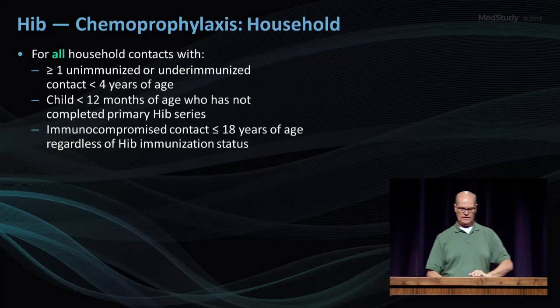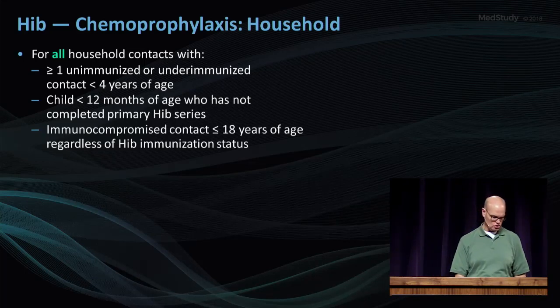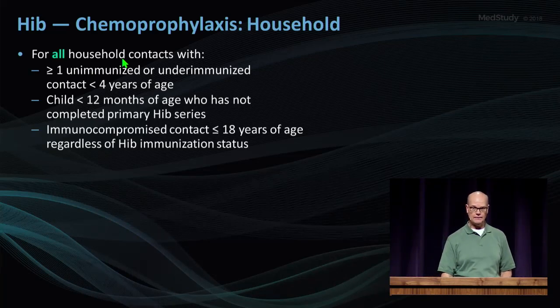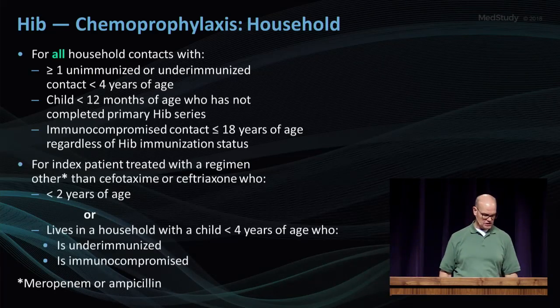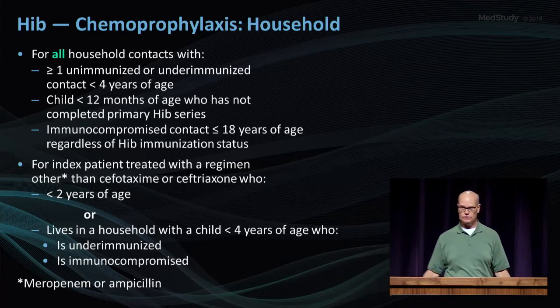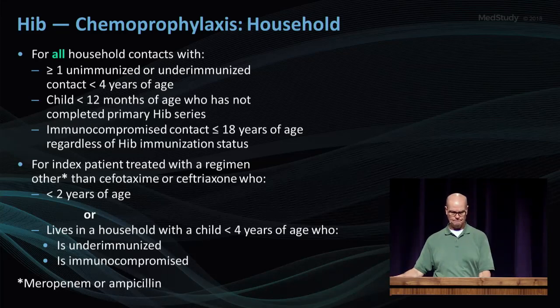The household contacts should all be immunized, and basically the easy thing to remember is if they have not been completely immunized or there's an immunocompromised individual in the house, chemoprophylaxis is indicated for all. And these are very common questions. The index patient, him or herself, may need to be prophylaxed if they were not treated with a third-generation cephalosporin.